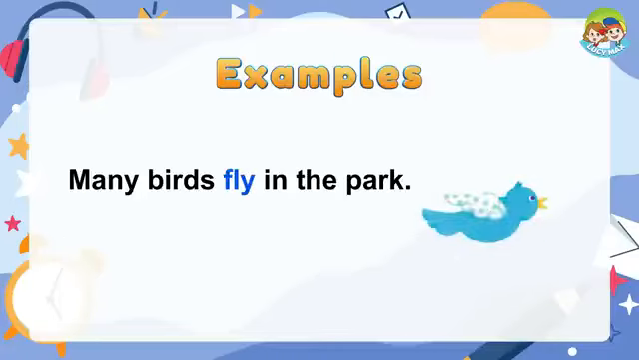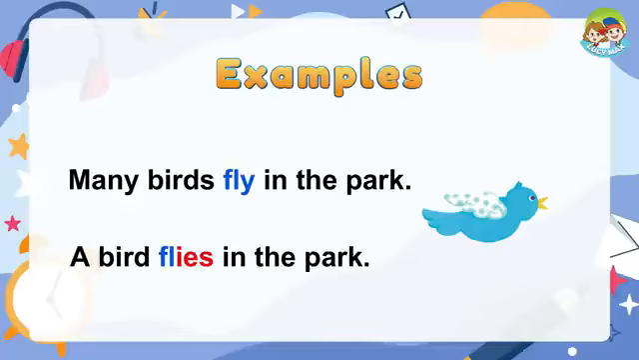Many birds fly in the park. The verb fly does not have an S because there are many birds. A bird flies in the park. The verb flies has IES because there is only one bird.